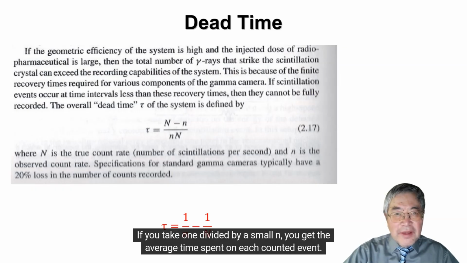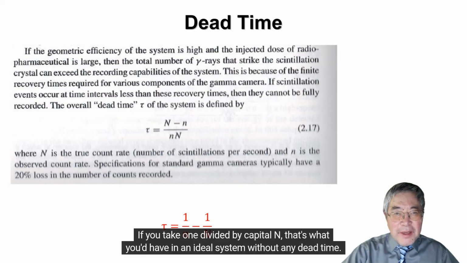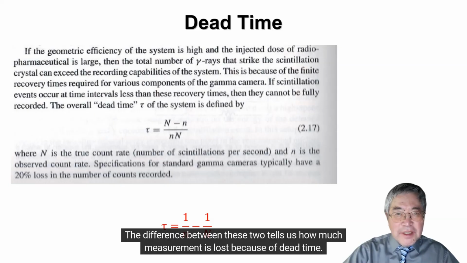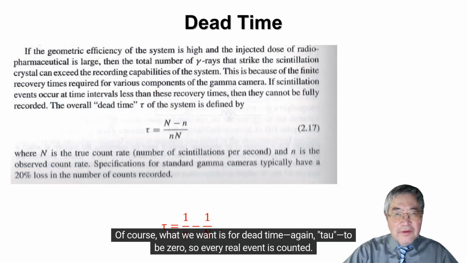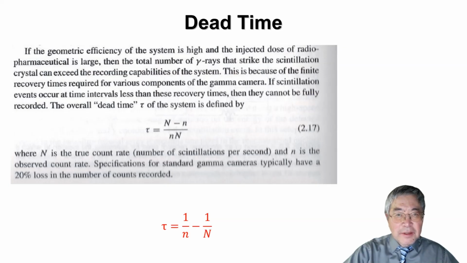If you take 1 divided by small n, you get the average time spent on each counted event. If you take 1 divided by capital N, that's what you'd have in an ideal system without any dead time. The difference between these two tells us how much measurement is lost because of dead time. Of course, what we want is for dead time, again tau, to be 0, so every real event is counted. But in reality, as count rates go up, the number of missed events goes up too.